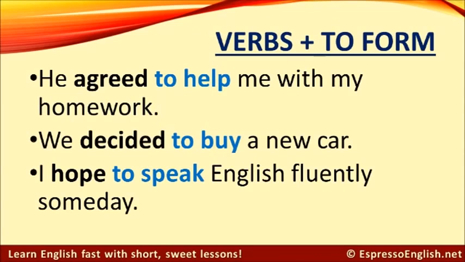Now let's look at verbs that are followed by the infinitive, by to plus the verb. For example, he agreed to help me with my homework. The first verb is agreed, and the second verb has to, agreed to help me. We decided to buy a new car. Don't say we decided buy a new car. You need to have to. We decided to buy a new car.